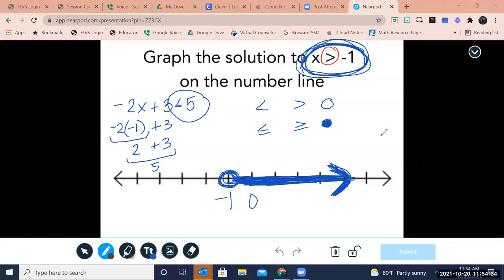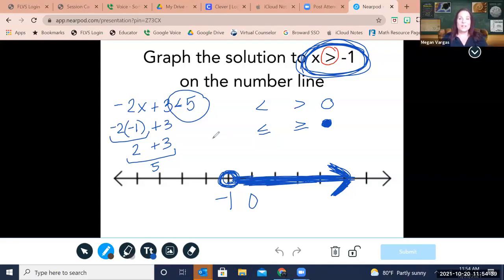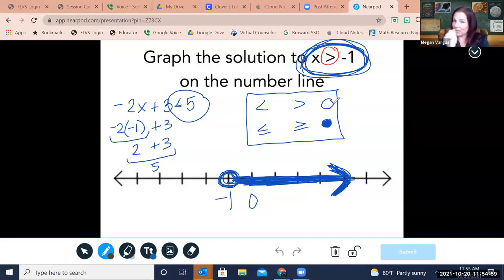Can you repeat that again? I'm sorry, I was still shading. Yes, I can. If your inequality is less than or greater than, you're going to use an open circle because less than or greater than means that it does not include the number. So we don't want to shade it in. If your inequality is underlined, then it does include the number, and we should shade it in.